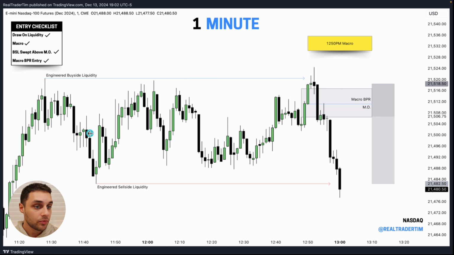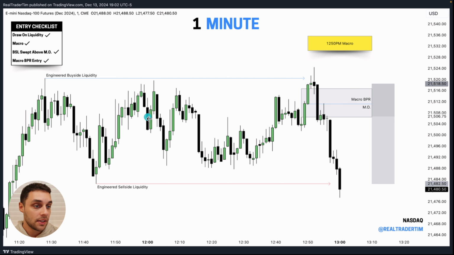So again, what do we see here? Consolidation, chop, range bound, whatever you want to call it. They're building a high here, another relative equal high here, a high here, an internal high here. And on the other side of the range, we see a low here, a low here, a low here, relative equal lows. So they're building up liquidity, engineering on both sides of the market.